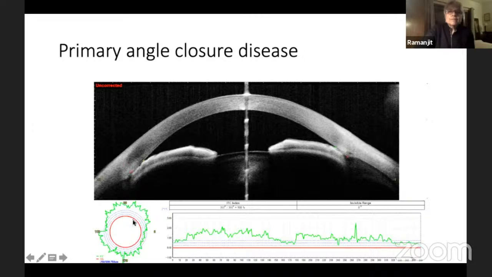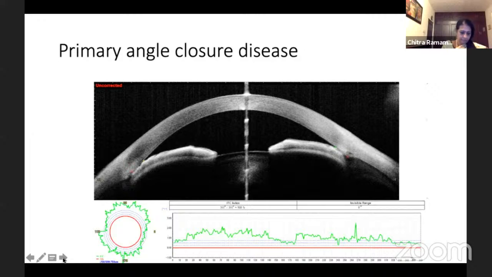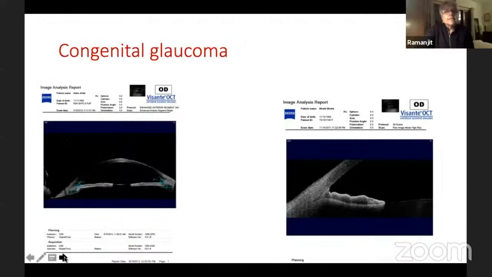So in primary angle closure disease, you can see that the scleral spur is here. This is the red dot, which is showing us the scleral spur. And you can see how much iridotrabecular contact there is. And in the Cassia machine, you can actually see how extensive the iridocorneal or iridotrabecular contact is. Up to here is the trabecular meshwork. Anything beyond that is the cornea. So you can see extensive synechiae that are there, and it tells you what is the extent.